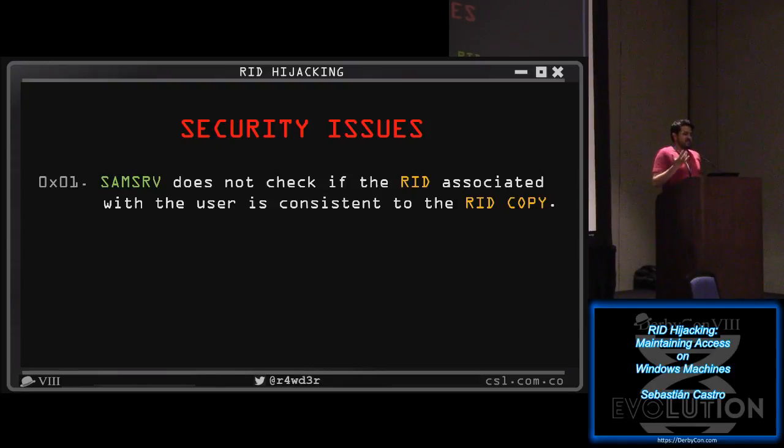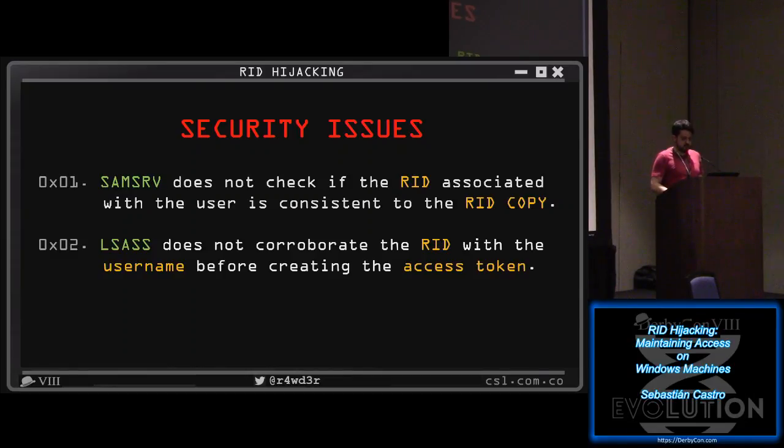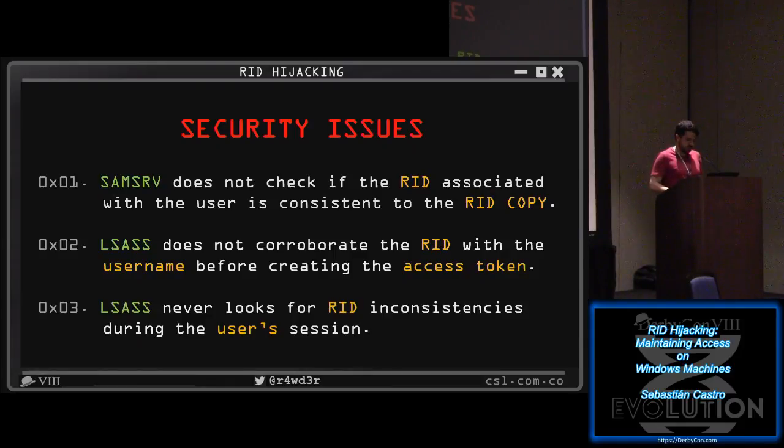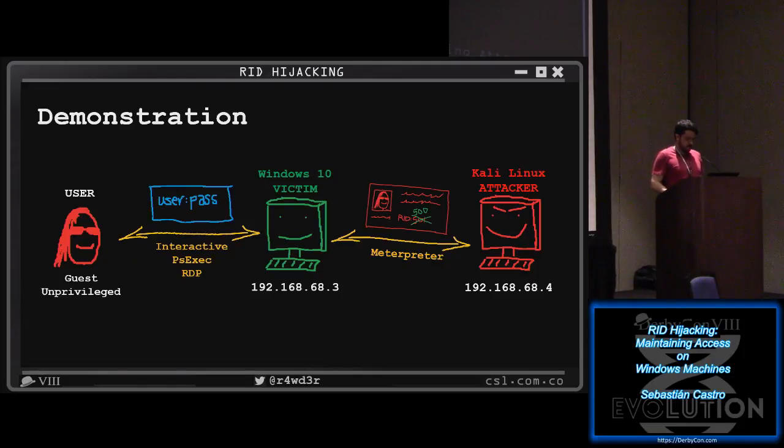The first one is that the SAM server does not check if the RID associated with the user is consistent with this particular RID copy. The second one is that the LSASS does not corroborate the relative identifier with the username right before creating the primary access token. The third one is that the LSASS never looks for RID inconsistencies during the user session. So the fun part, the demonstration.